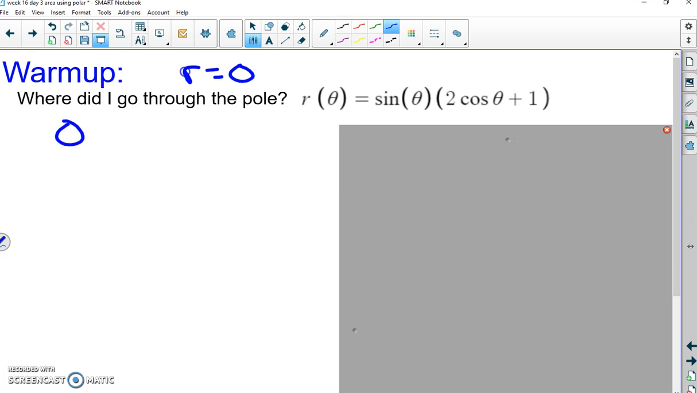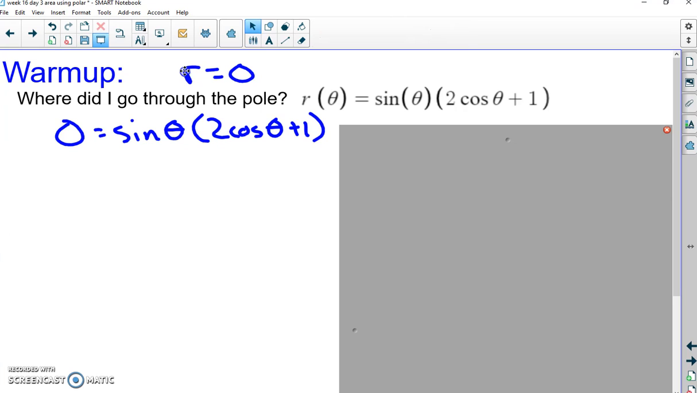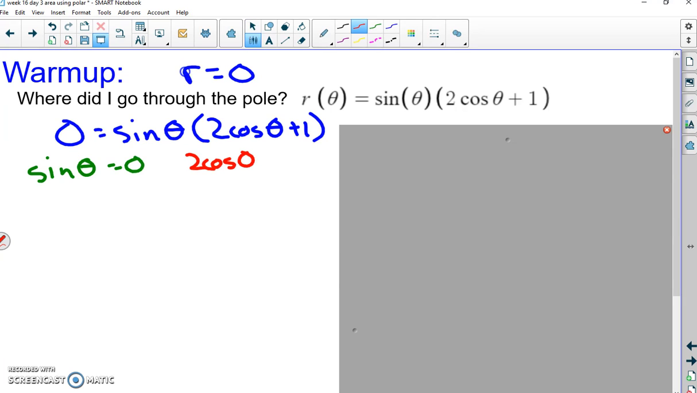We can go, okay, 0 equals sine of theta times 2 cosine of theta plus 1. Okay? So now I've got two stories here. Sine of theta equals 0, or 2 cosine of theta plus 1 equals 0. Sine of theta equaling 0, that happens when? 0, 180, 2 pi, 360. If you want to say pi and 2 pi, that's awesome. I'll say degrees just to help you visualize.